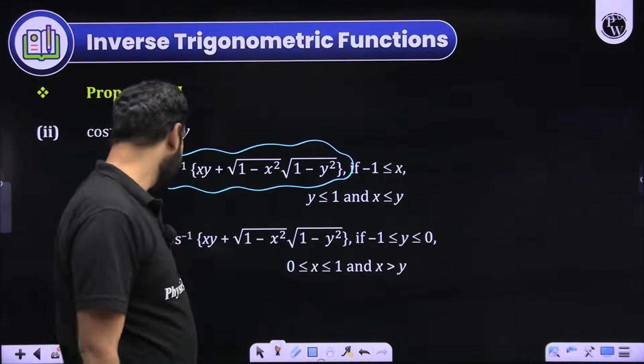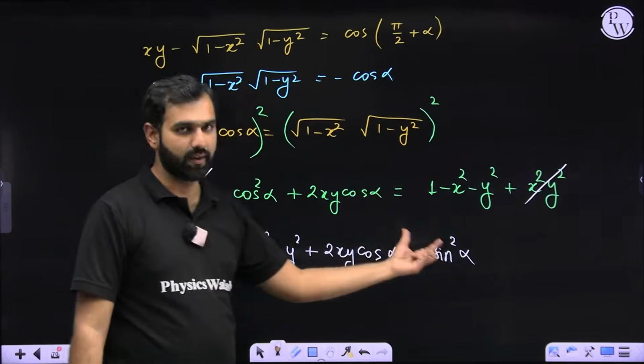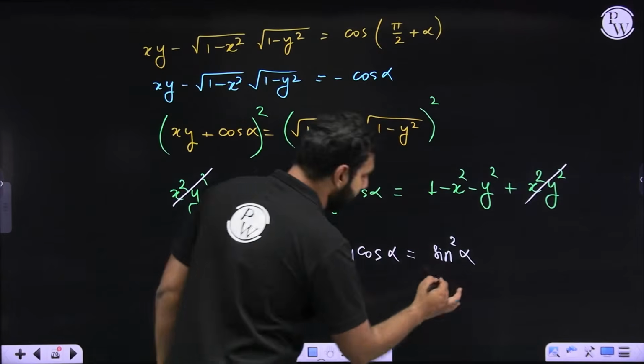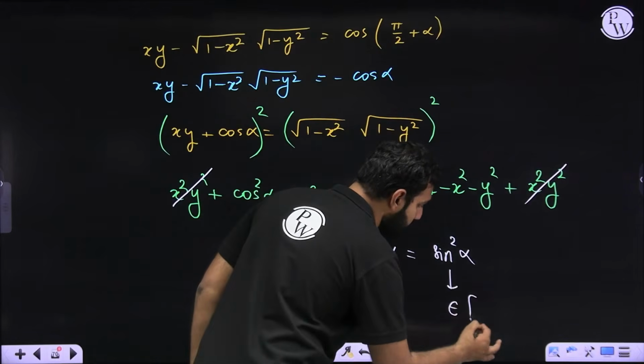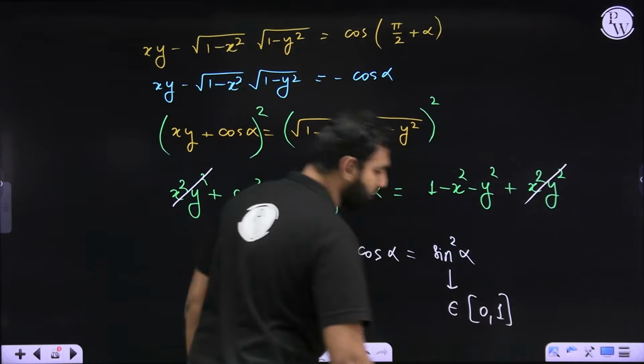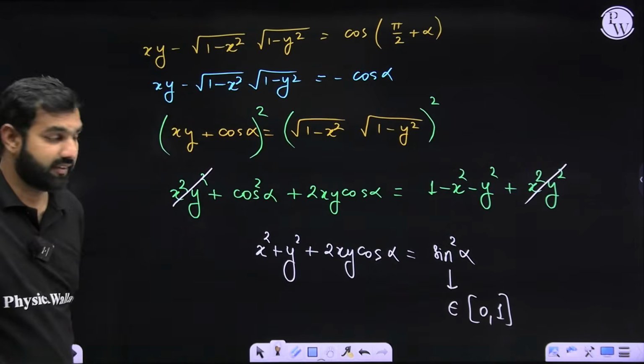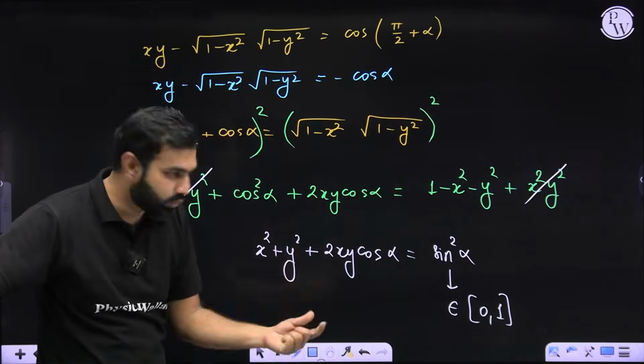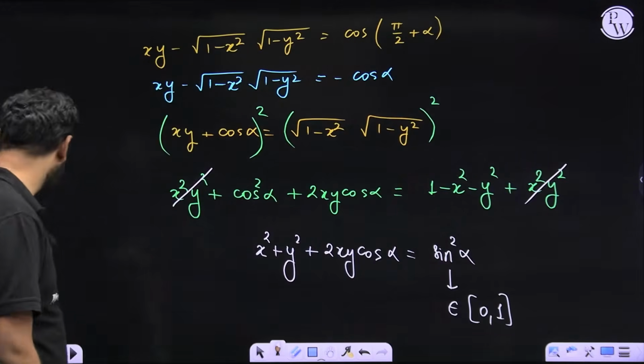But what are we now dealing with? We are now dealing with sine square alpha. So sine square alpha will take all the values from 0 to 1. Do you all agree with this? Because it is sine square alpha. Sine alpha was lying between minus 1 and 1. So its square will lie between 0 and 1. Now let me get back to this.